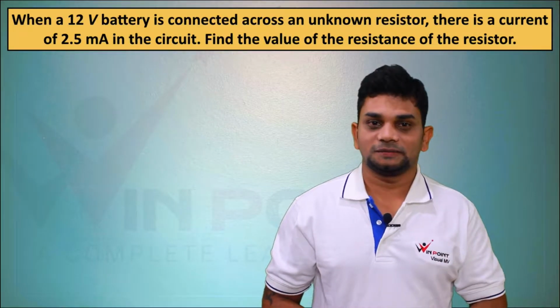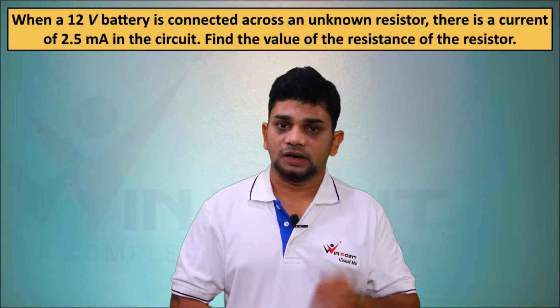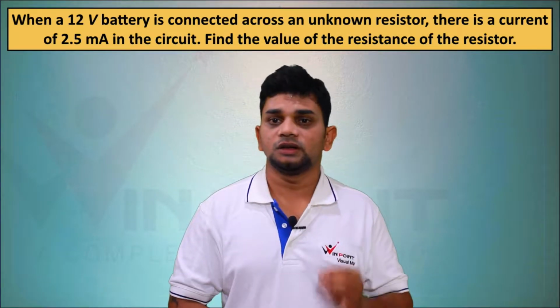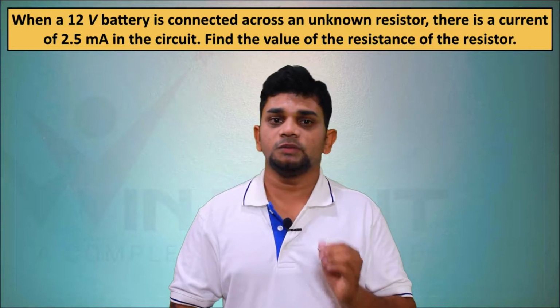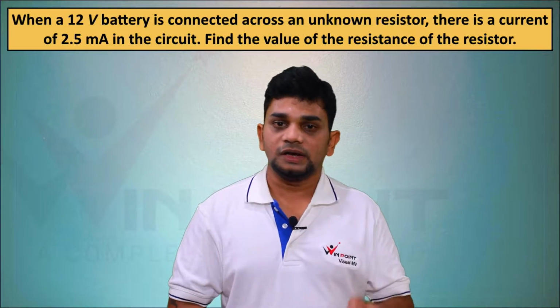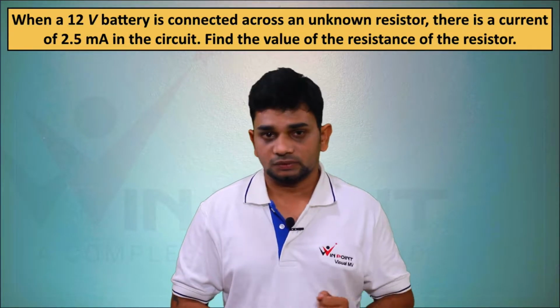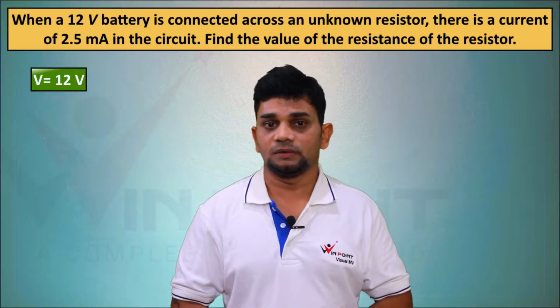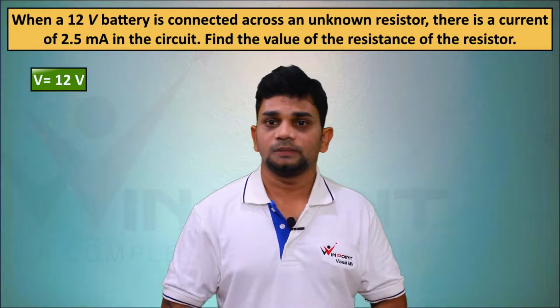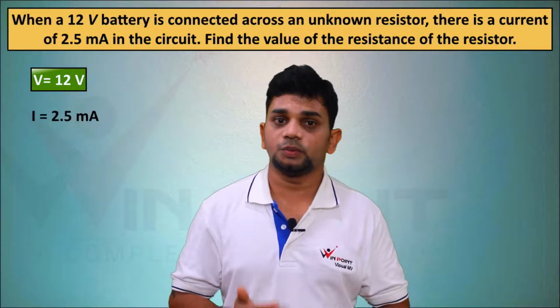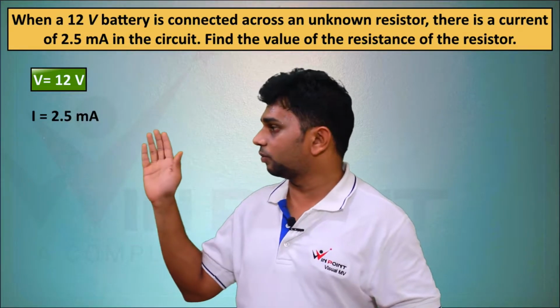Let's start the discussion. When a 12-volt battery is connected across an unknown resistor, there is a current of 2.5 milliampere in the circuit. Find the value of the resistance of the resistor. First, we need to write the given values. The voltage is given, V is equal to 12 volt. Then second is current, I is given 2.5 milliampere.